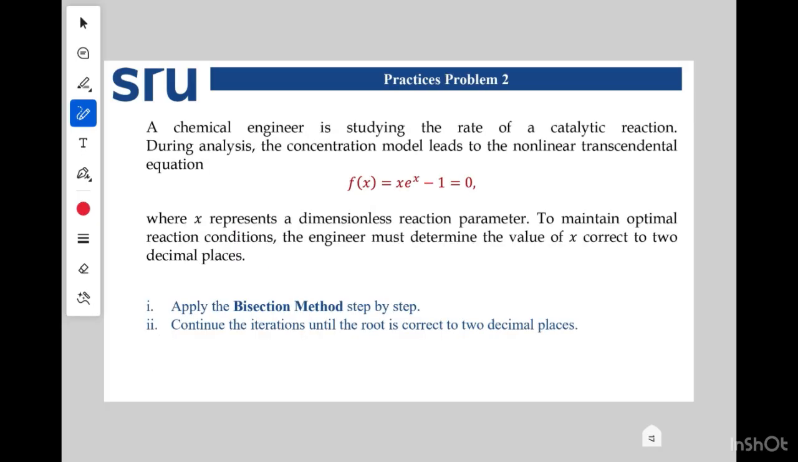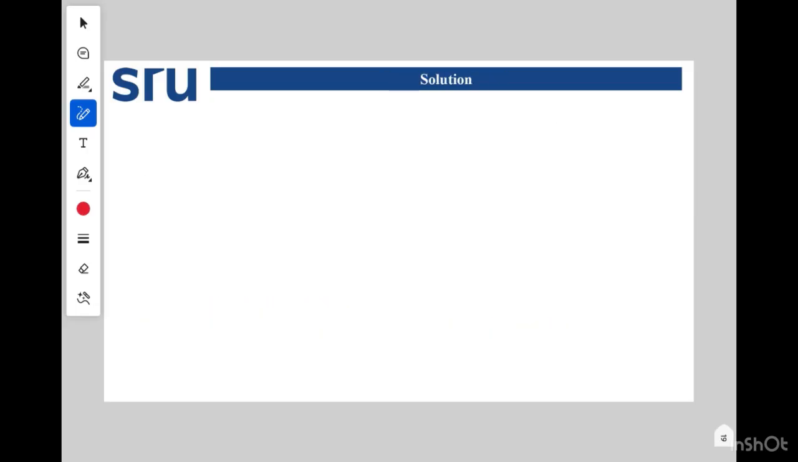Now let us consider another example. Here f(x) is a transcendental function. So f(x) equals x e to the power x minus 1 equals 0, and we want to find the root of this function using the bisection method. First we need to find the interval [a, b] where the root of f(x) equal to 0 lies. So your f(x) is given as x e to the power x minus 1.